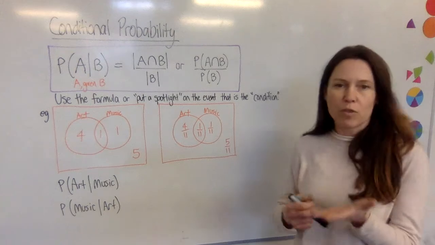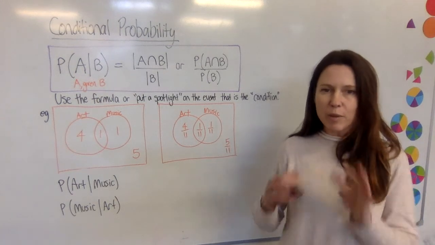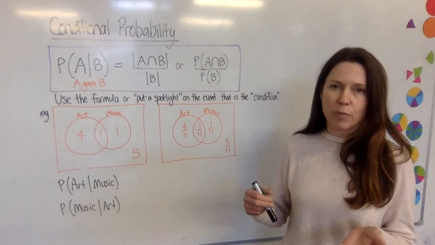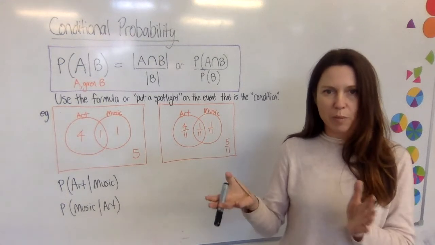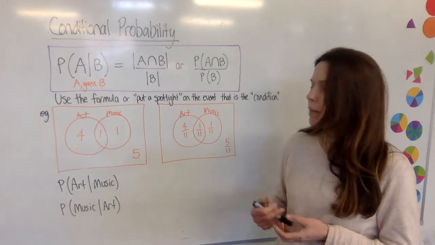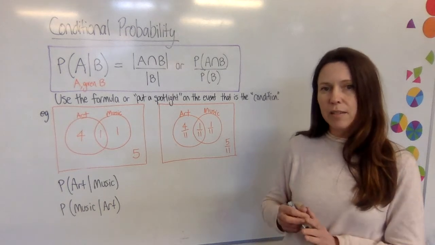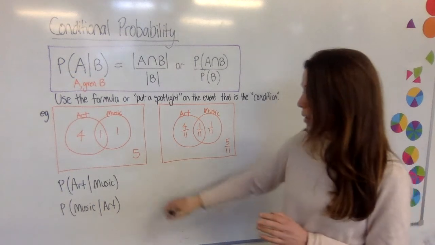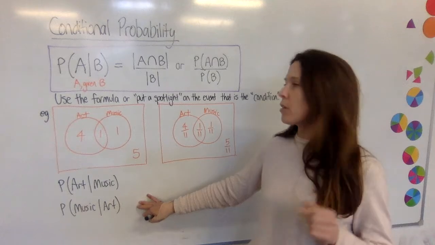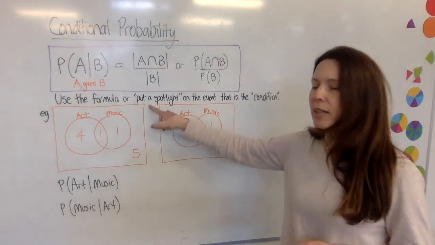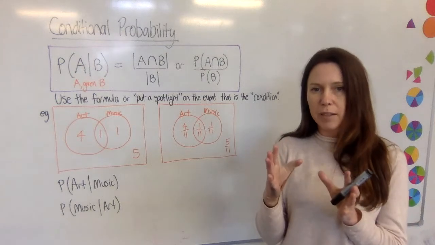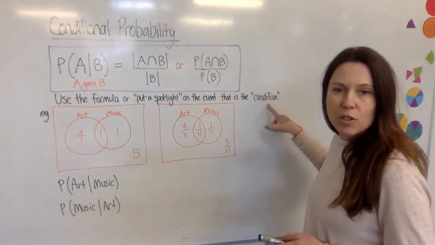So we've got a formula for conditional probability, and some people love using formulas. It's actually on your formula sheet too, although it doesn't say this is the formula for conditional probability. You have to recognise it. Now the formula makes tons of sense. Feel free to use it. I'm going to show you how to use it, but I'm also going to show you a second method. You can use the formula, or you can use the method that I like to call putting a spotlight on the event that is the condition.